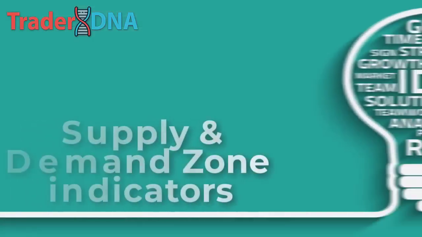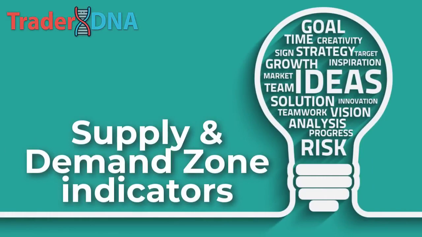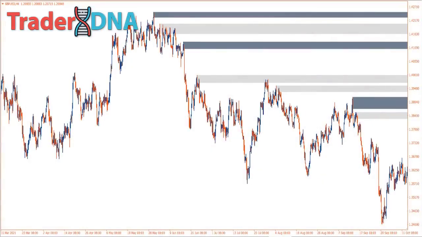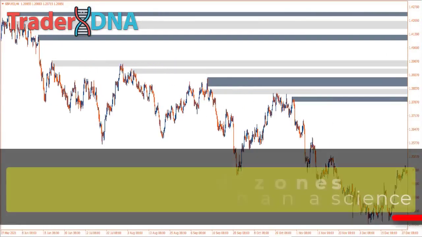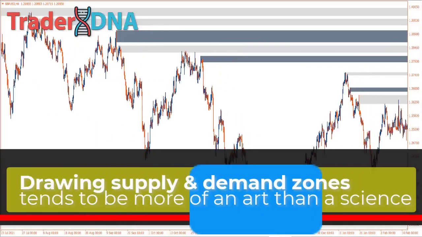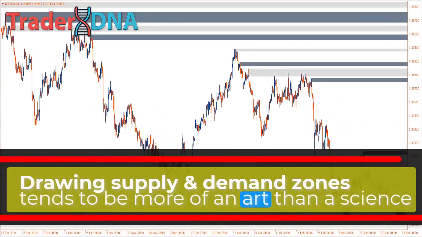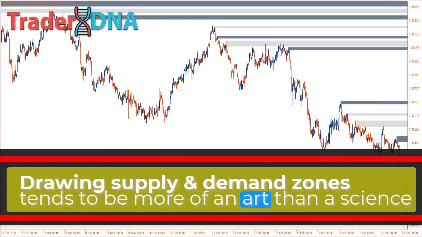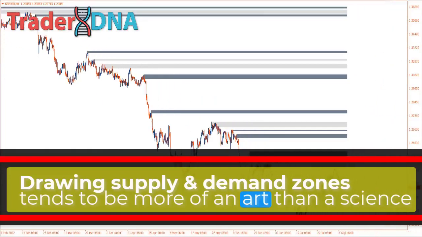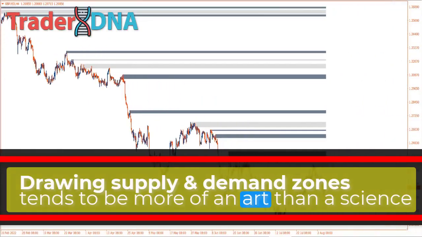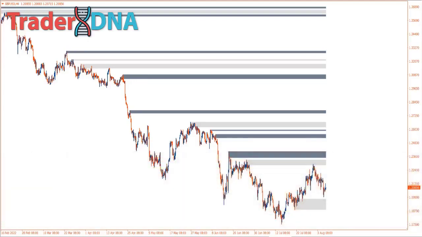Supply and demand zone indicators. It's possible to buy supply and demand indicators that have been custom built for the trading platform. However, drawing supply and demand zones tends to be more of an art than a science, and some of the best-known modern supply and demand traders and mentors like Sam Seaton draw the zones using the rectangle tool available in most trading platforms. It's quite simple. All the great things are simple.